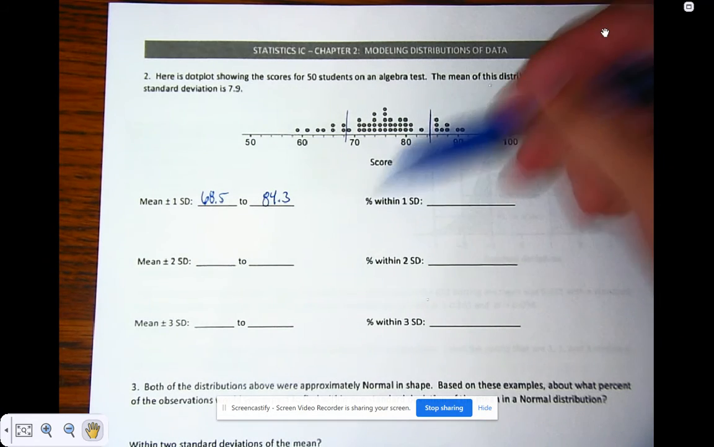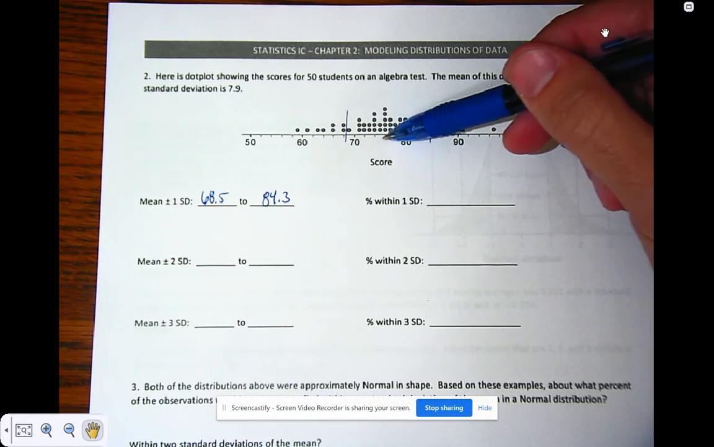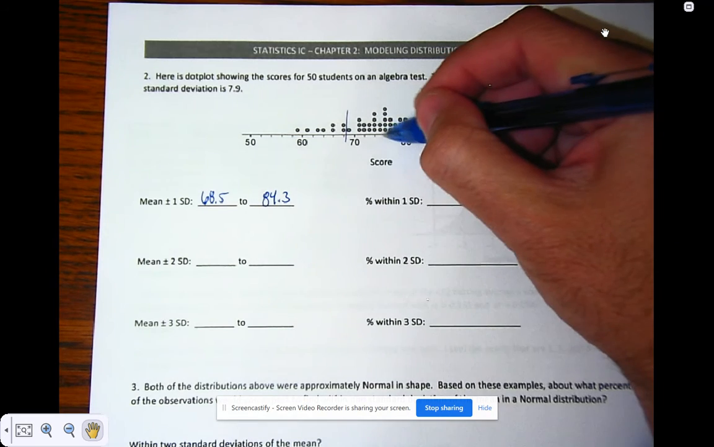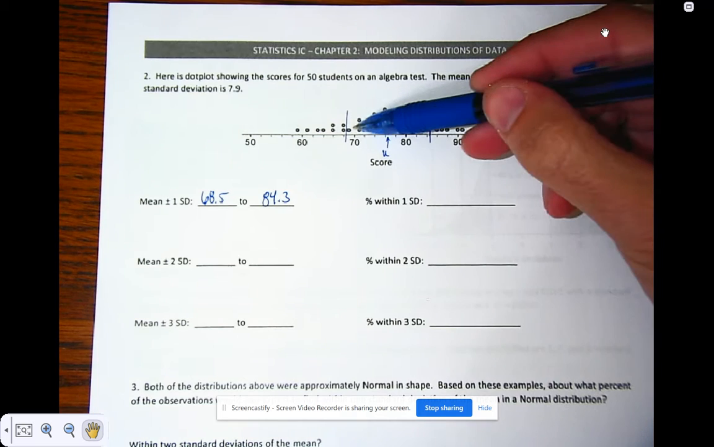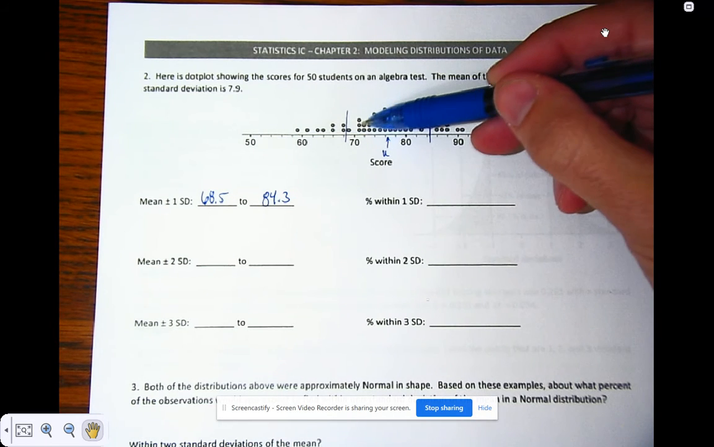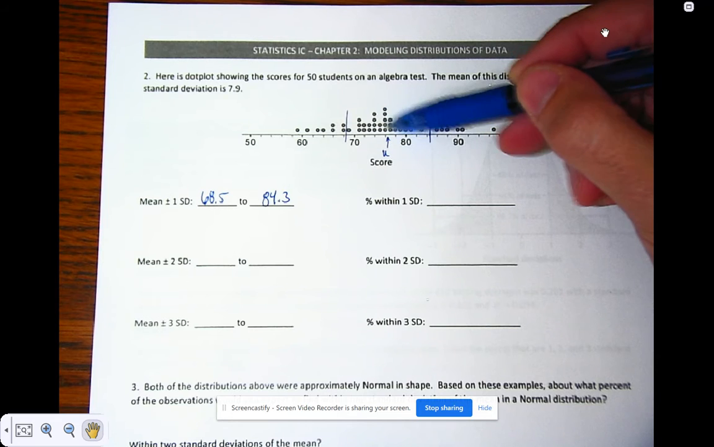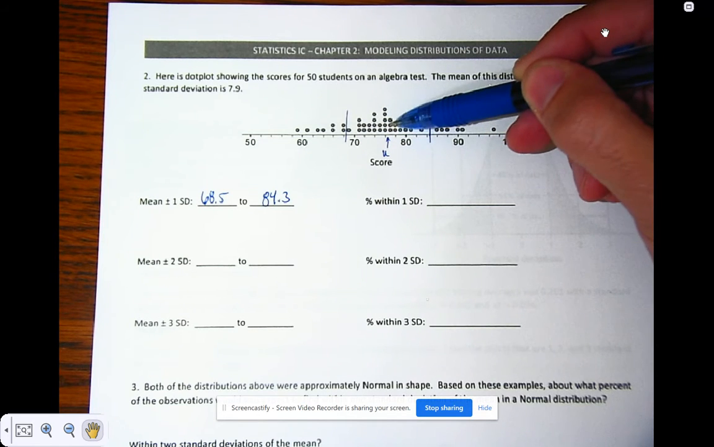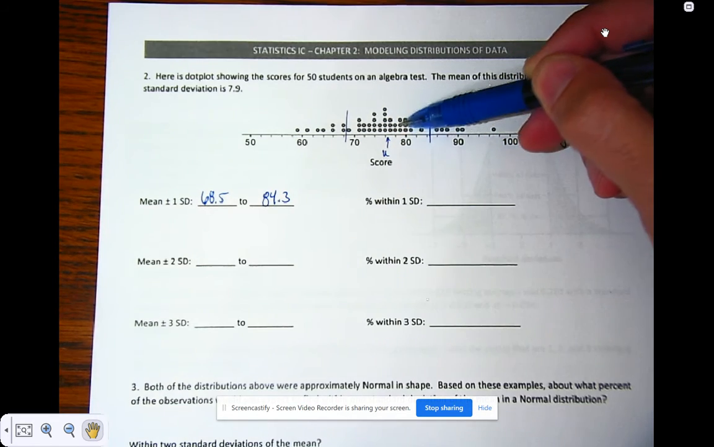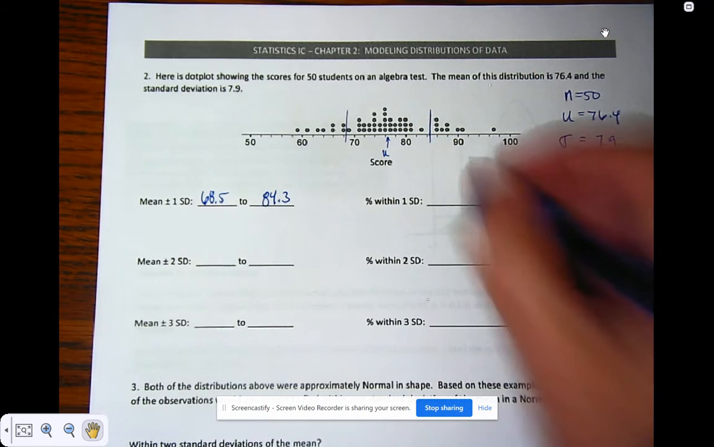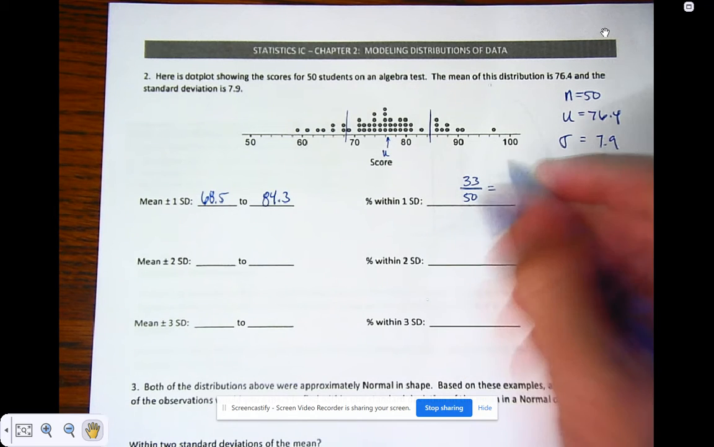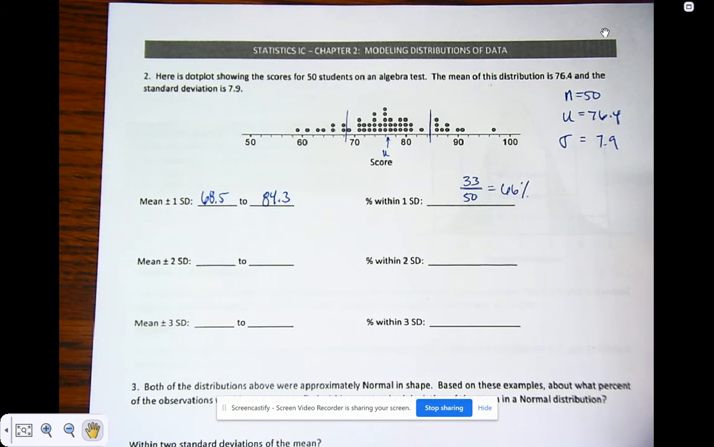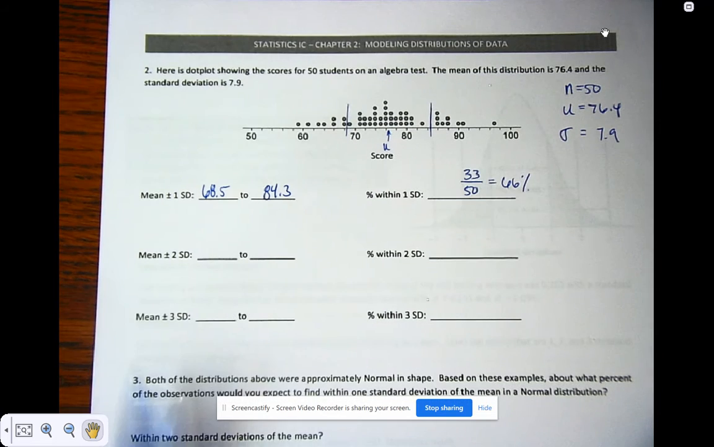Okay, so to get a percent of the data that falls within 1 standard deviation of this mean, which is right around here, okay, we count 1, 2, 3, 4, 5, 6, 7, 8, 9, 10, 11, 12, 13, 14, 15, 16, 17, 18, 19, 20, 21, 22, 23, 24, 25, 26, 27, 32, 33. Out of 50 data points, well, you just double that to get it out of 100, and you would get 66%.